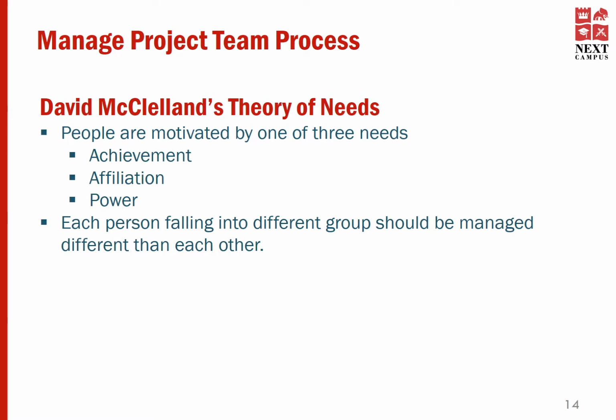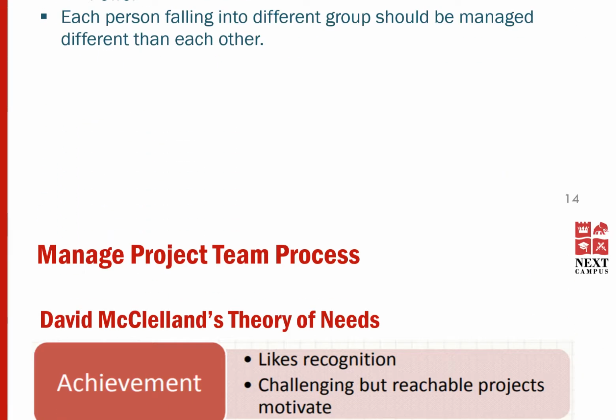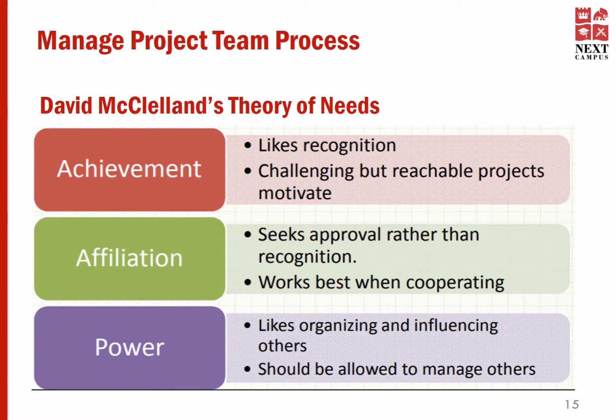David McClelland's theory of needs. This theory states that people are motivated by one of three needs: achievement, affiliation, and power. Each person falling into different groups should be managed differently from each other. For example, people falling into the achievement group like recognition, and challenging but reachable projects motivate them.